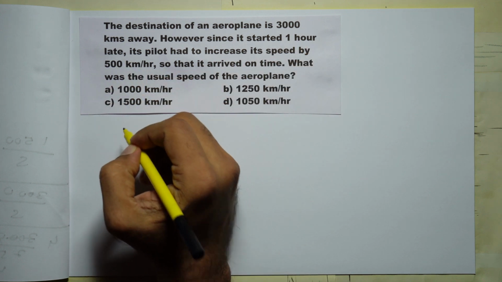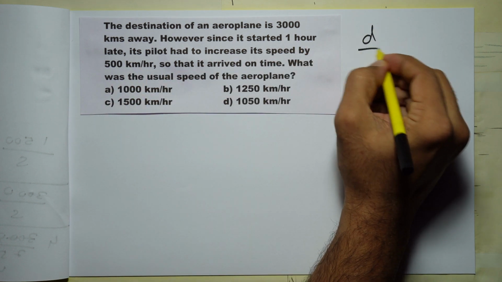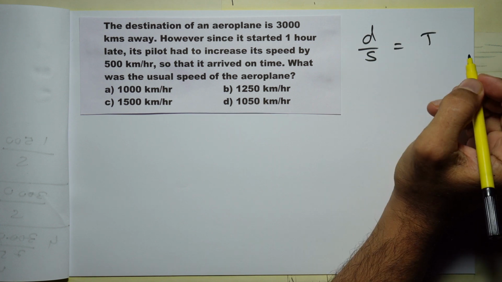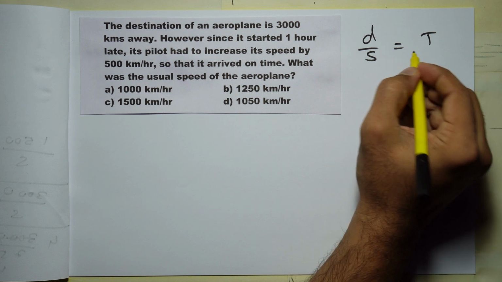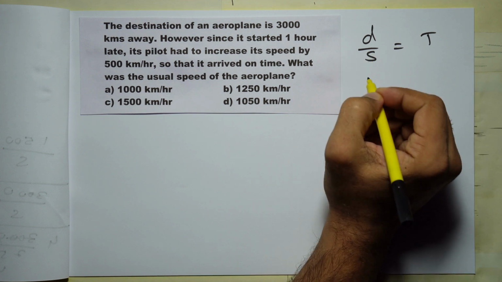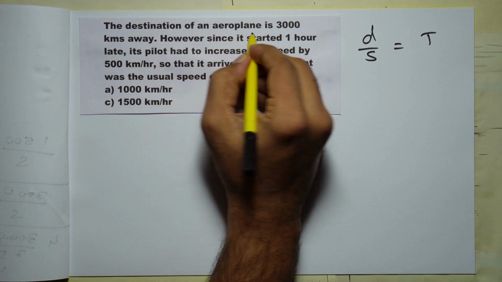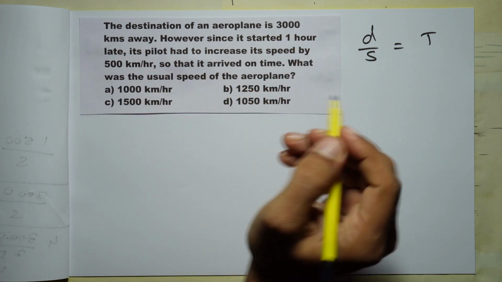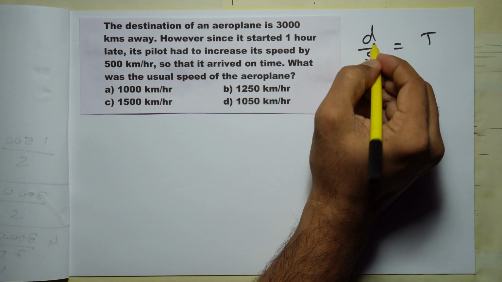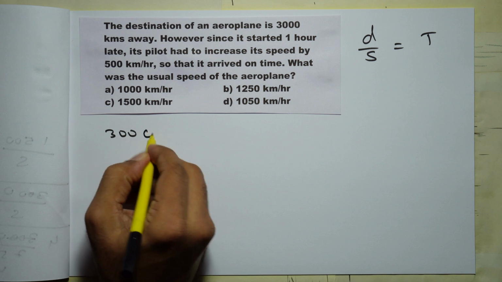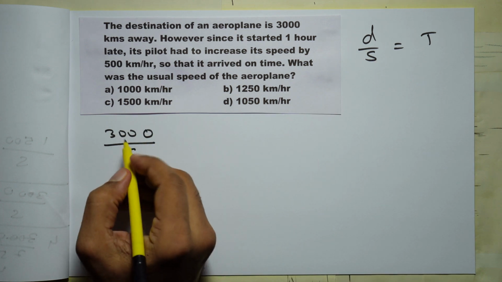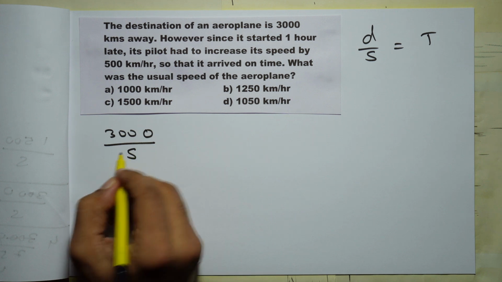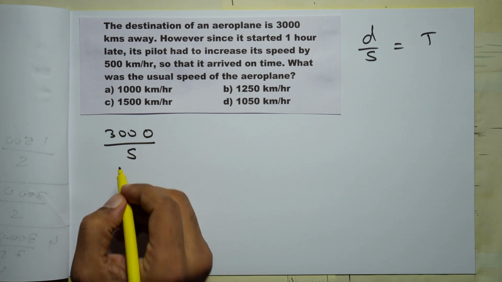Now we'll form the equation. You have the basic formula. Distance by speed gives you time. Now first we'll find out the time required when it is traveling at its regular speed s. The destination of an aeroplane is 3000 kilometers away. So distance d is 3000 kilometers divided by regular speed s. So this is the time required when it is traveling at its regular speed s.